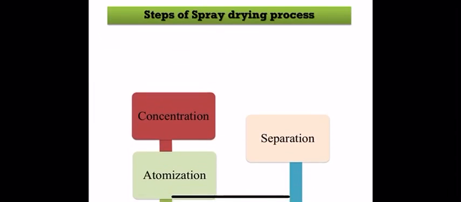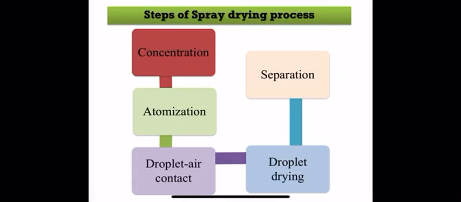And the basic steps that are necessary in the spray drying process are that first you have to concentrate the liquid which you want to dry. Then we have to go for atomization. Atomization, as I have already told you, is to spray it into the drying chamber.